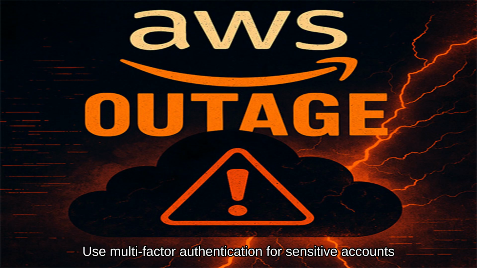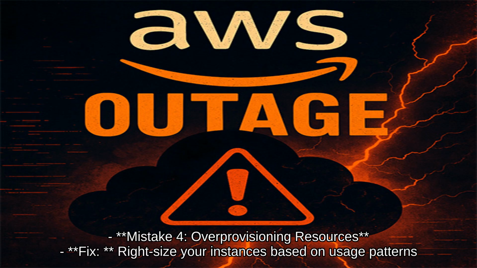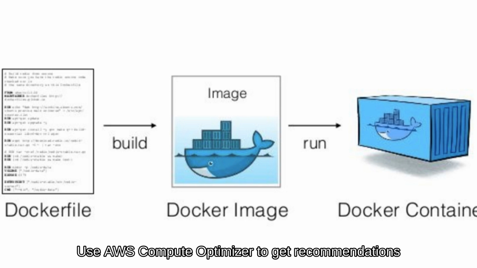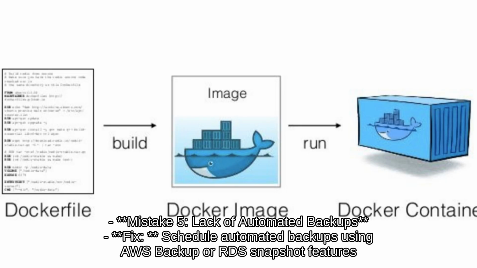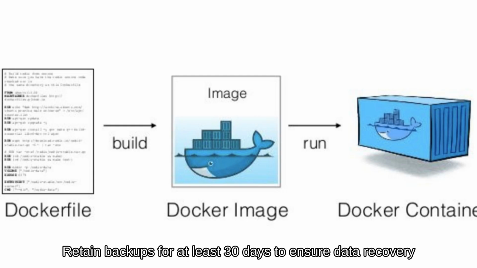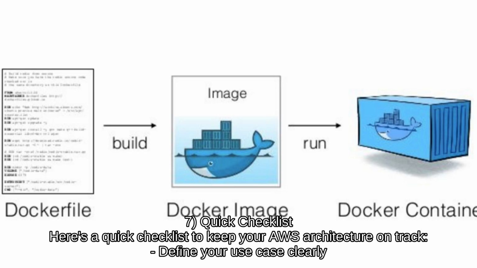Mistake 4. Over-provisioning resources. Fix: right-size your instances based on usage patterns. Use AWS Compute Optimizer to get recommendations. For example, if your CPU utilization is consistently below 30%, consider downsizing. Mistake 5. Lack of automated backups. Fix: schedule automated backups using AWS Backup or RDS Snapshot features. Retain backups for at least 30 days to ensure data recovery.